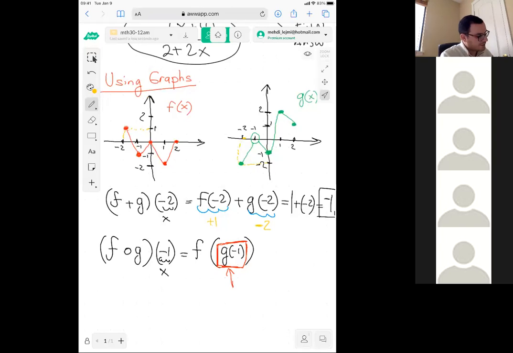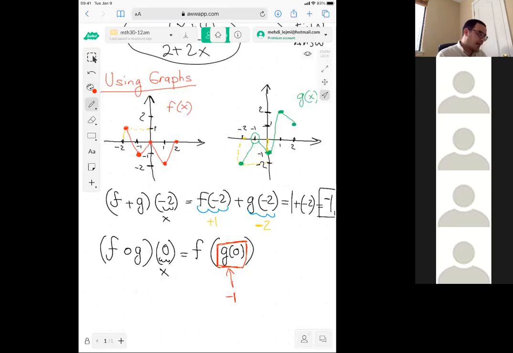Well, here probably -1 is a bad example because it's undefined. So instead of -1, let me just use 0, all right? So let's say you want to find first g of 0. Here's my 0, x is 0. g of 0 would be this point, which is -1. So this number here is -1, right?